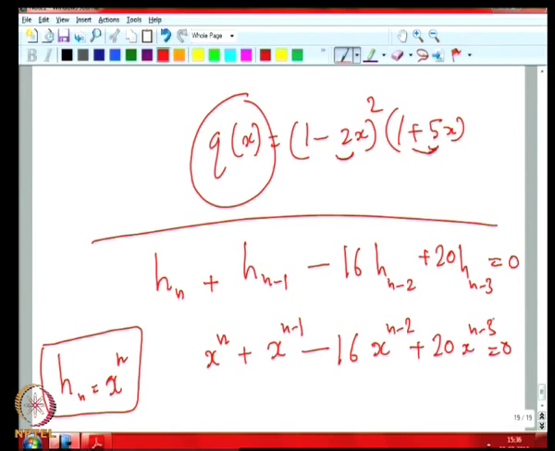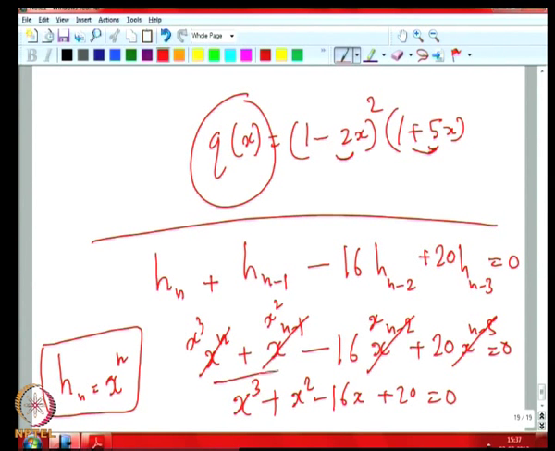Now, we cancel off x raised to n minus 3 from everywhere. So, this will give an x, this will give an x square, and this will give an x cube. So, the characteristic equation is x cube plus x square minus 16x plus 20 equal to 0. This is the characteristic equation.